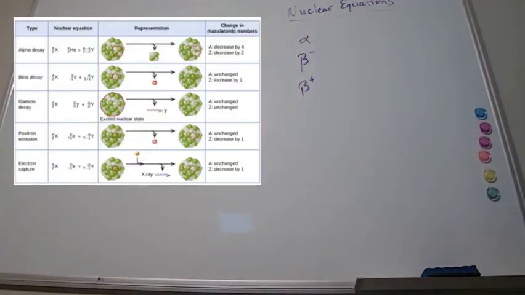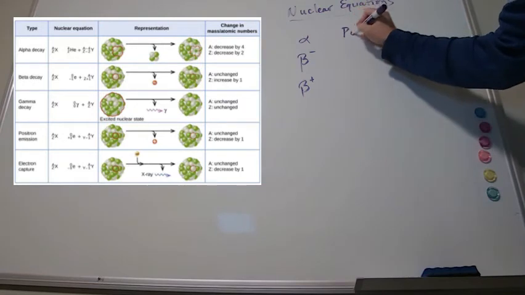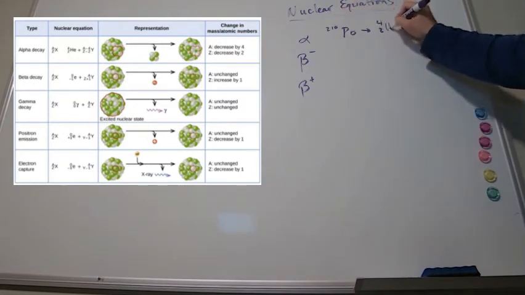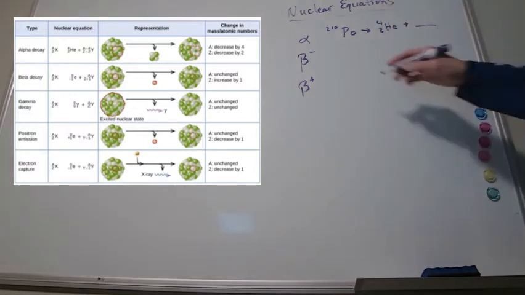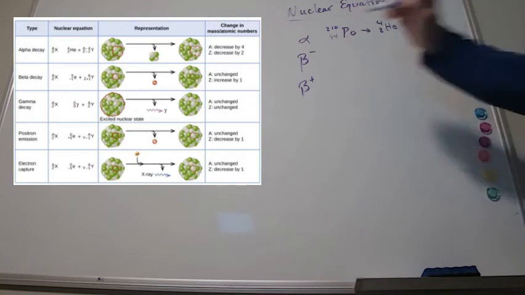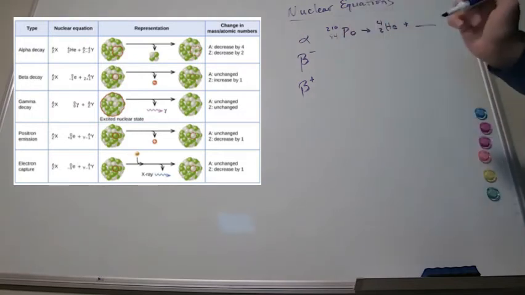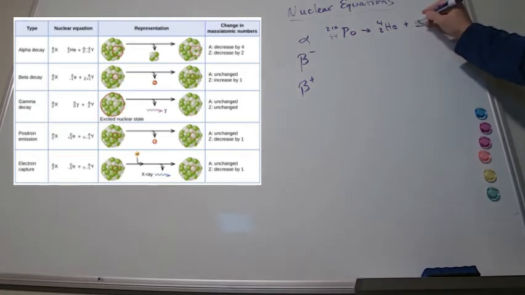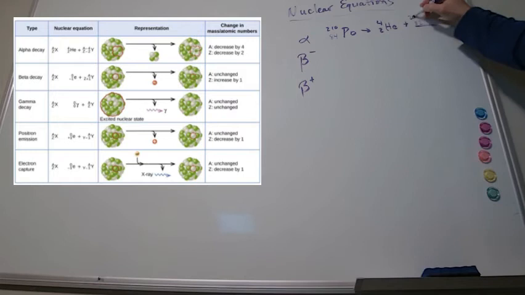And so if we had an alpha decay, we had something like, I don't know, polonium-210. And polonium-210 would radioactively decay into a 4-2 helium nucleus, which was an alpha particle, and then some unknown piece. Well, polonium is the 84th element, so it actually has 84 protons. So if we're going to conserve charge on both sides, this one better have 82 protons, and it better have a mass of 206, and so we find out this is lead.